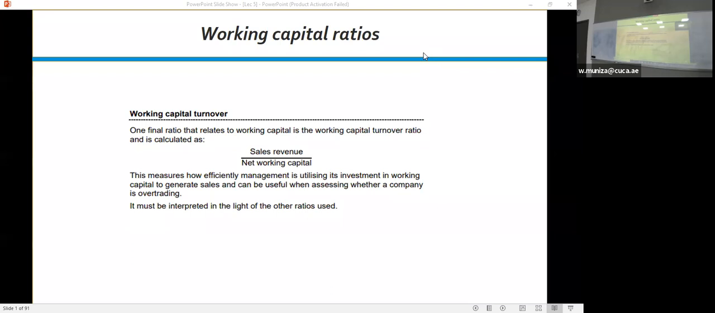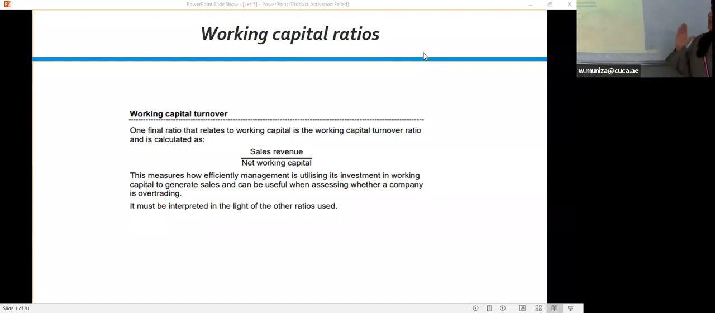As you know, in our previous lecture we had almost finished our chapter number 7. So these are the last ratios which we are going to discuss. This is the working capital ratio, and it is found by using this formula: sales revenue divided by working capital.